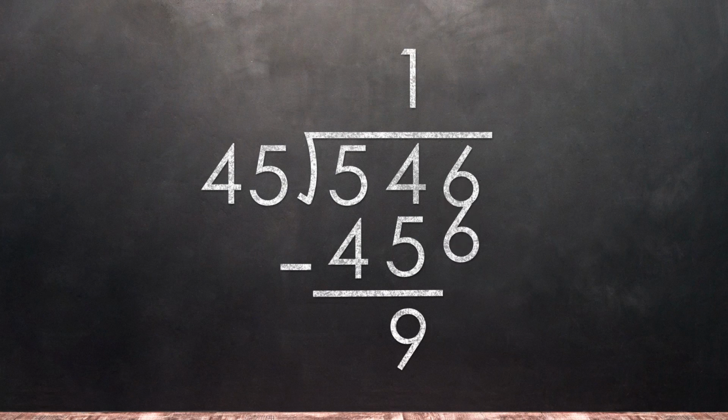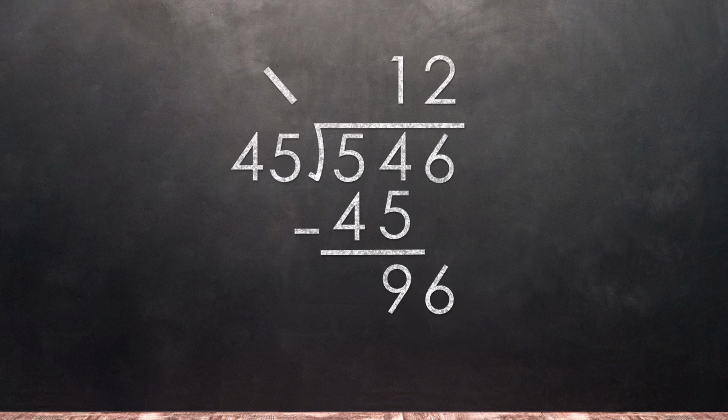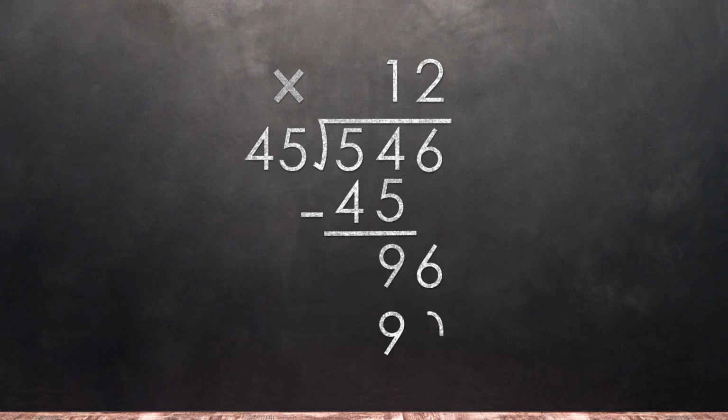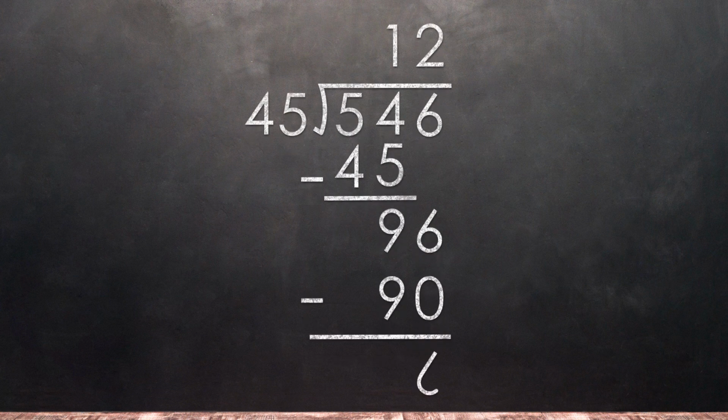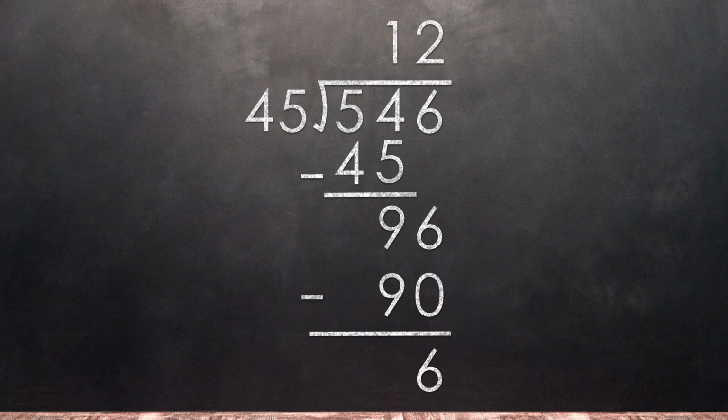The next digit comes down and our remainder becomes 96. 45 goes into 96 twice. Now we multiply 45 by 2 and subtract. Since there are no more digits in our dividend left to bring down, and our final remainder is less than our divisor, our final answer is 12 remainder 6.